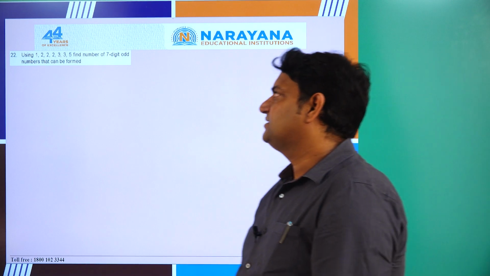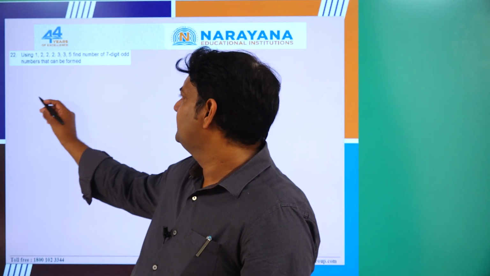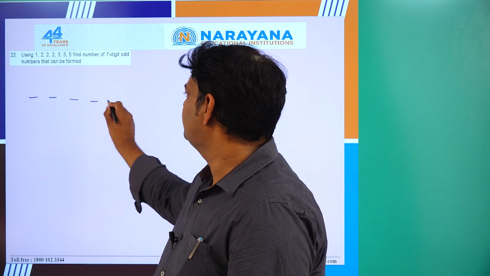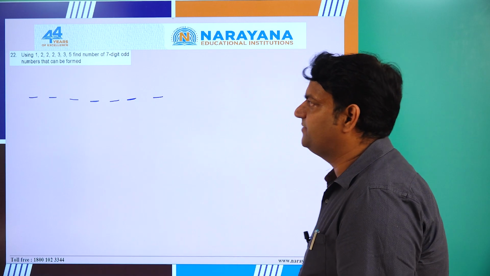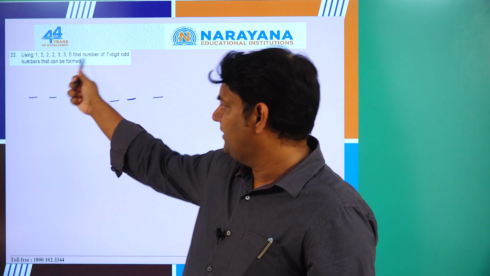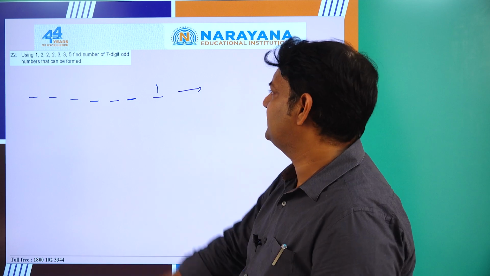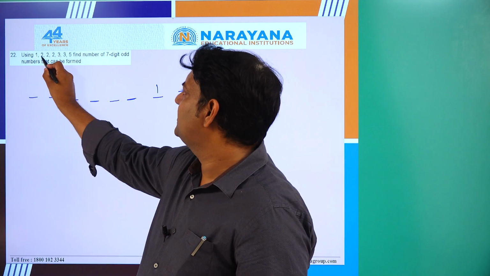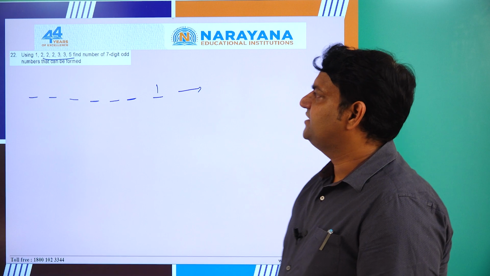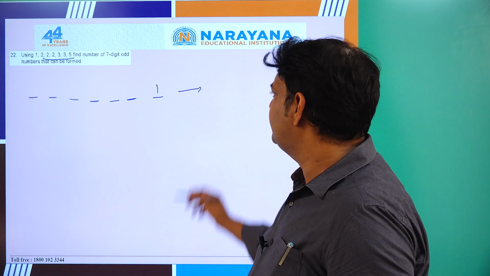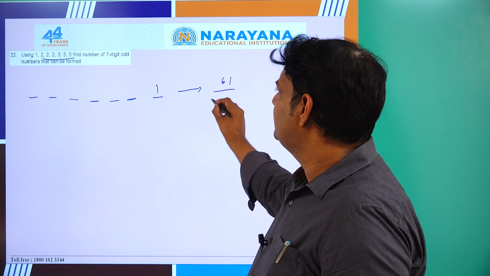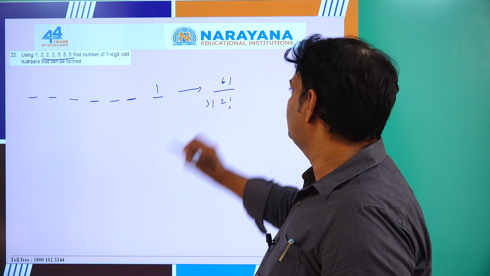This is another very simple problem. You need to form a 7 digit number from the digits 1, 2, 3, 4, 5, 6, 7 which must be odd, and you have to use only these digits. Odd means the last digit should be odd, so the last digit may be 1, fixed this position, 1 is fixed. Now how many numbers are there? 6. So total arrangement of those 6 numbers, 6 factorial by 3 factorial into 2 factorial.